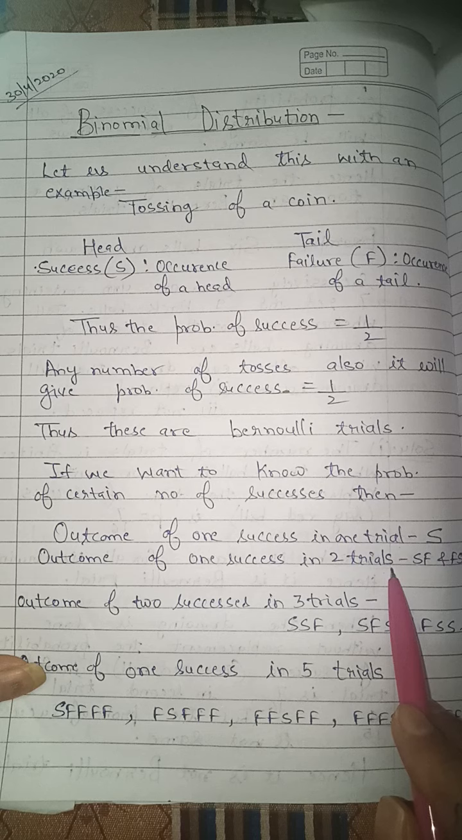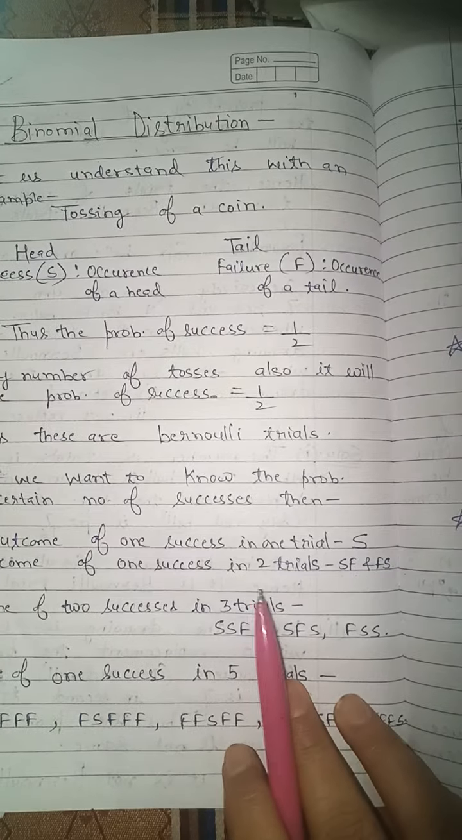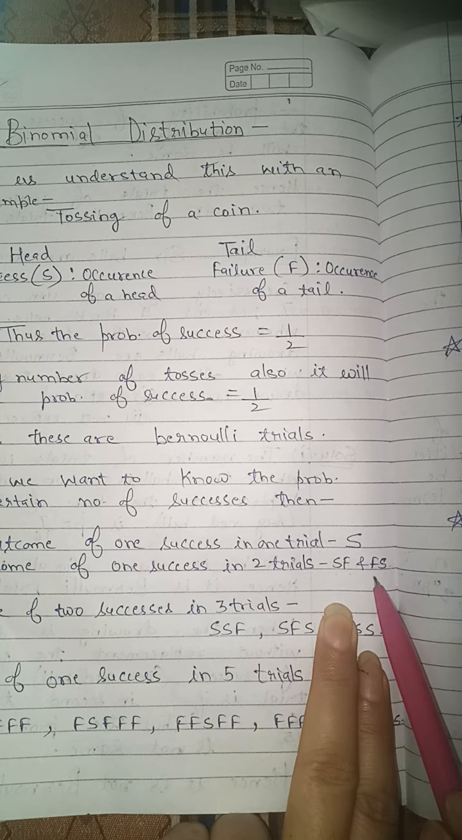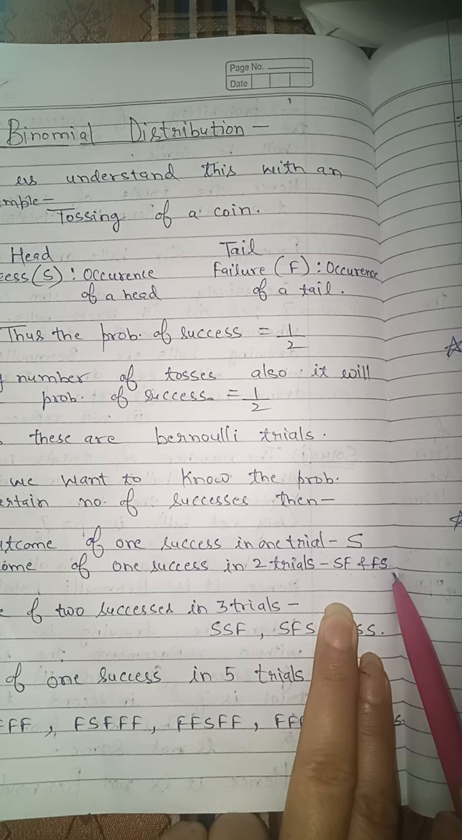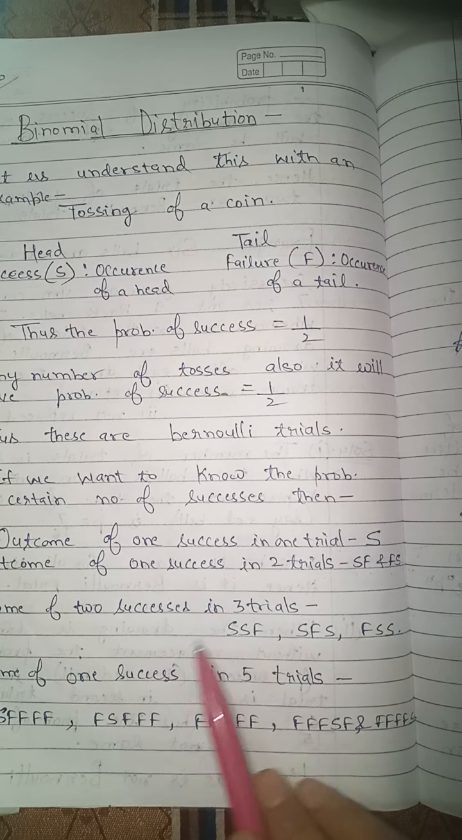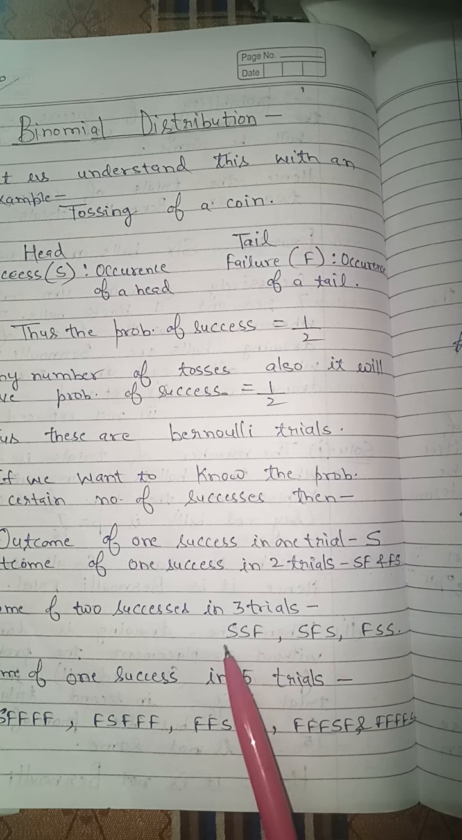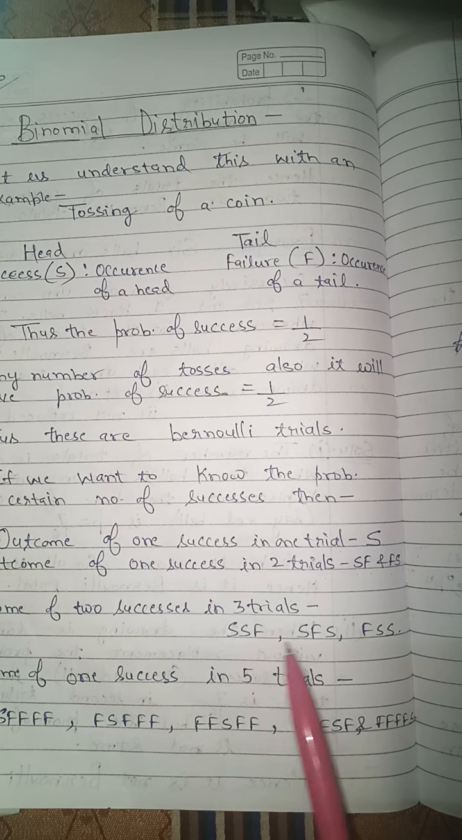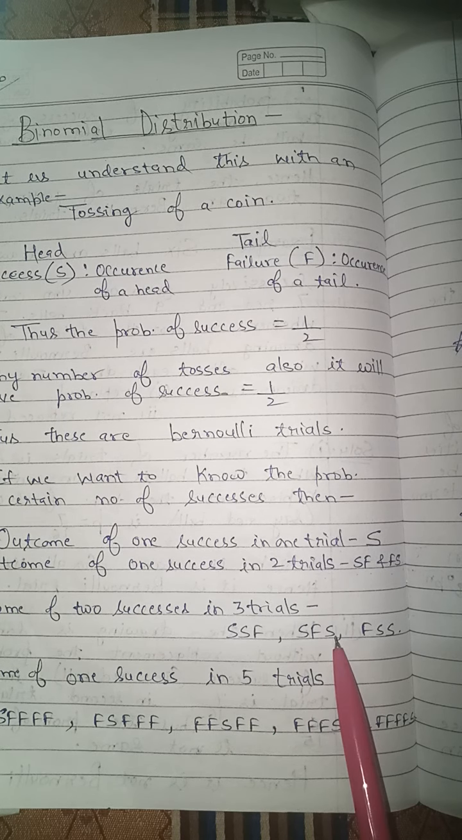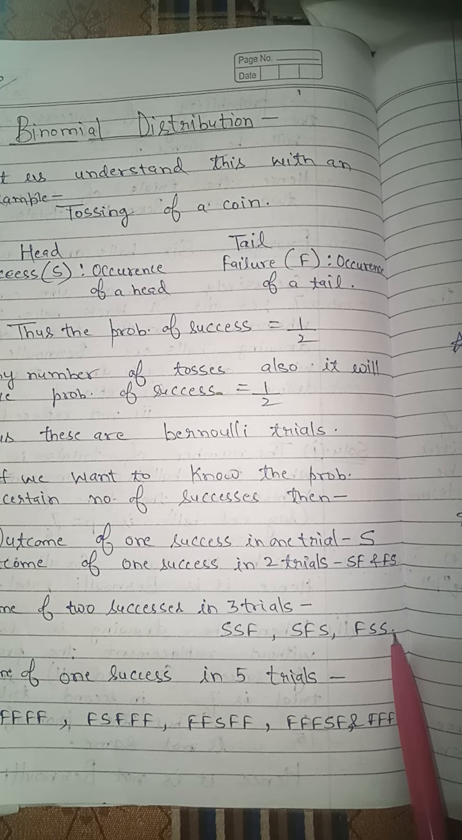Now the second point, I need one success in 2 trials. 2 trials are there, so either it will be a success or a failure, means either it is S and F, or it can be F and S. Now the third thing, I am taking out 2 successes in 3 trials. 3 trials should be there, but the success should be 2. Either it can be success, success, failure, or success, failure, success, or it can be a failure at the first point and then 2 successes.